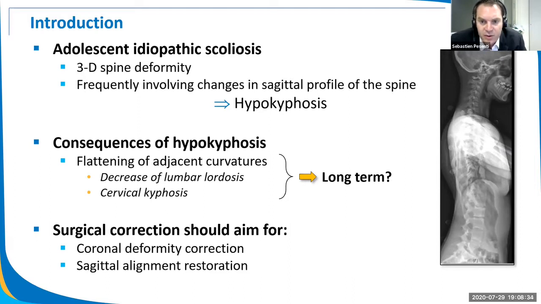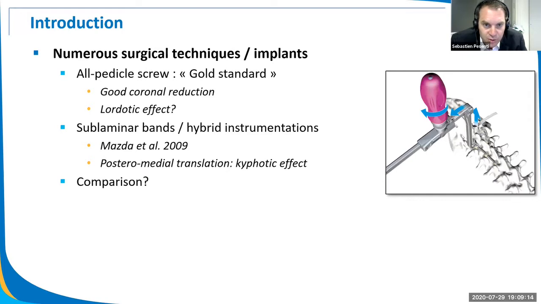The consequences of the sagittal plane deformity are not clear, but the thing that we know for sure is that in the adult population, sagittal malalignment is the parameter that has the most impact on quality of life. So it's probably very important to correct the sagittal deformity as well. When you manage adolescent idiopathic scoliosis, your surgical correction should aim for one, coronal deformity correction, and two, sagittal alignment restoration. In order to reach this goal, numerous surgical techniques and different implants have been described.